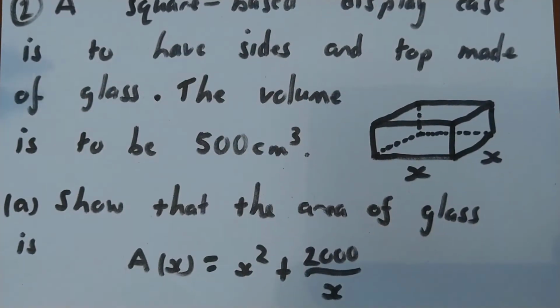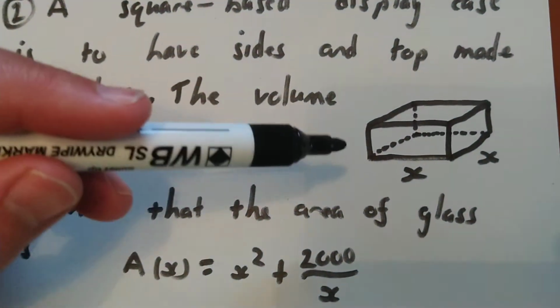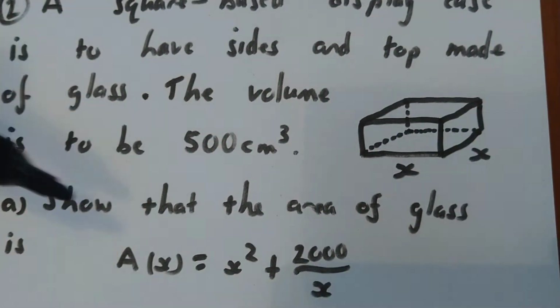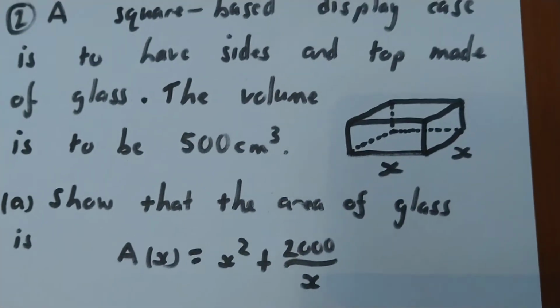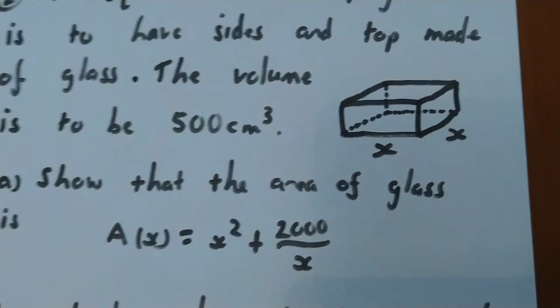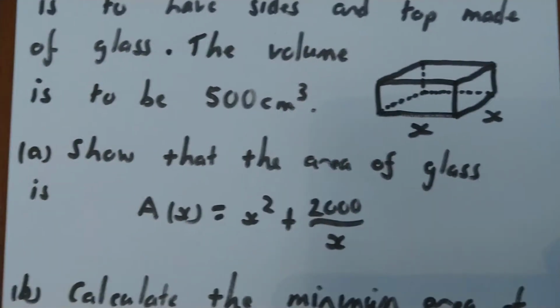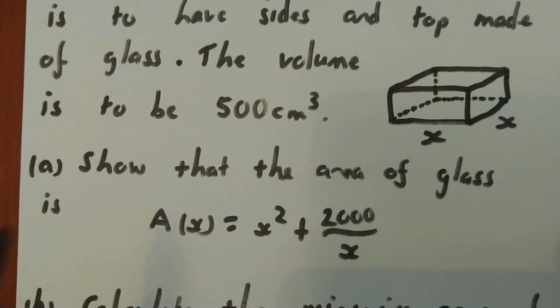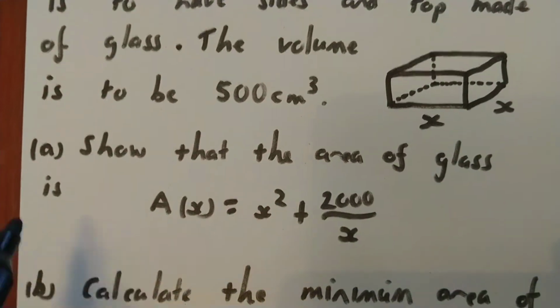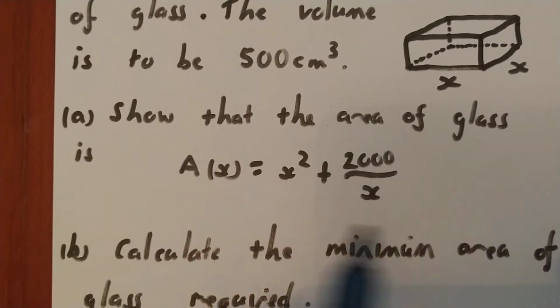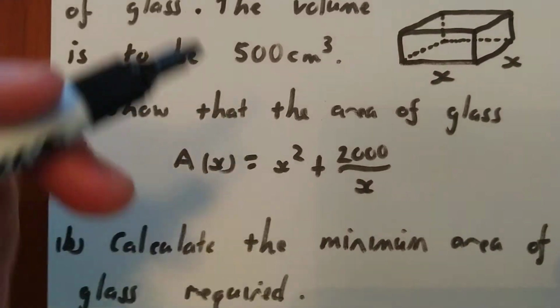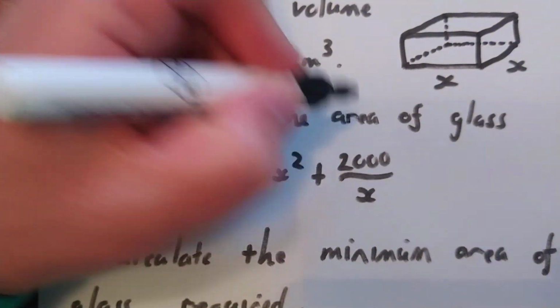Right. And obviously the person making the case or wanting the case is going to say what's the minimum amount of glass, because that will presumably minimize the cost. So, typical exam question, they will actually say, show that the area of glass is, and they will give you a formula to work out. And this is often the bit that people don't like. It's worth usually 2 or 3 marks.